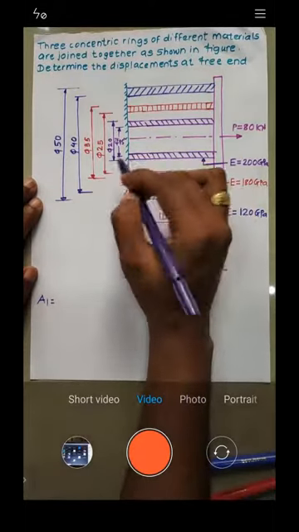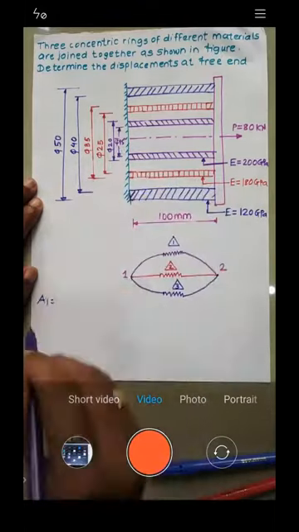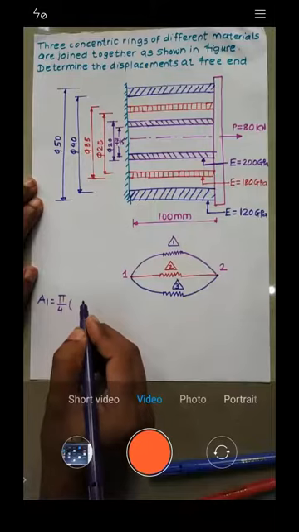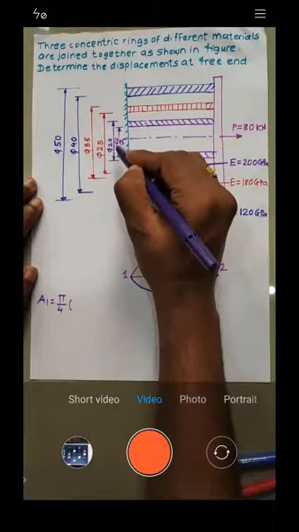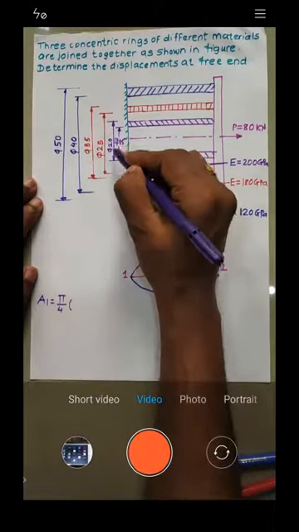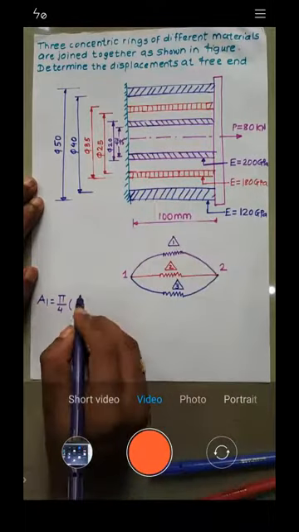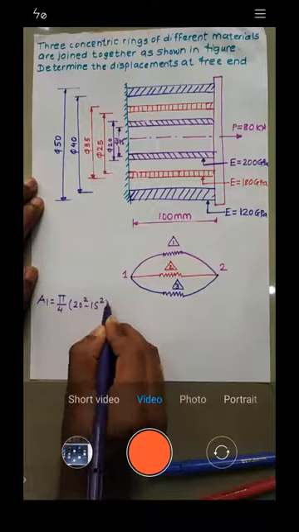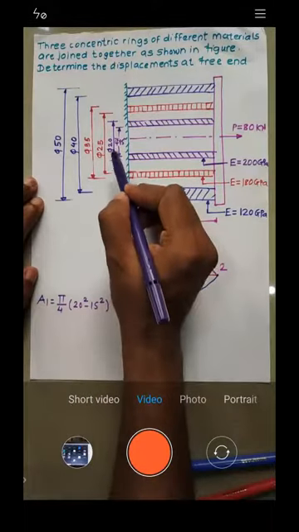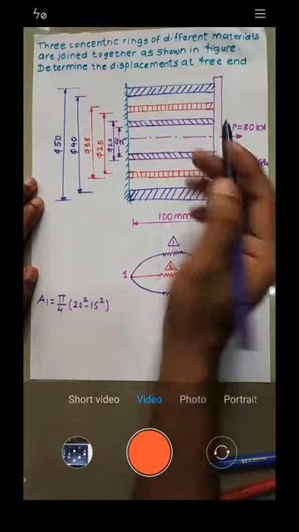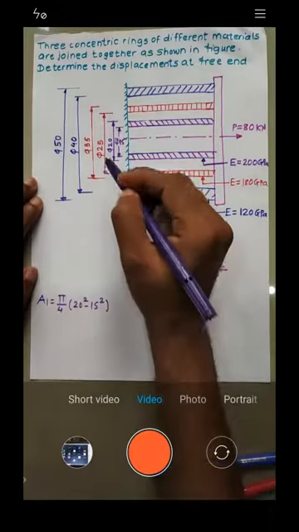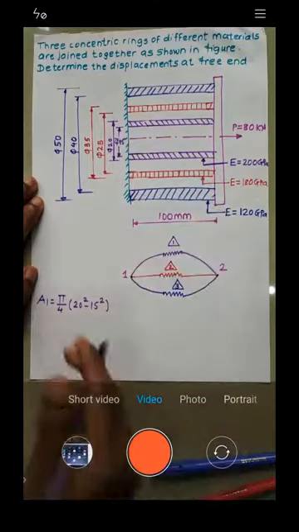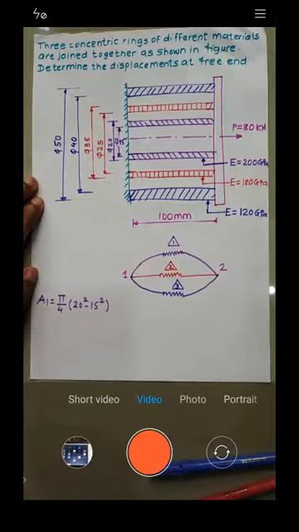How will you calculate the cross section area? It's a circular one, right? So it is pi by 4. Its inner diameter is 15, outer diameter is 20. So I will write down pi by 4, 20 square minus 15 square. Is that okay? Because what is the formula? Pi by 4 d square, right?